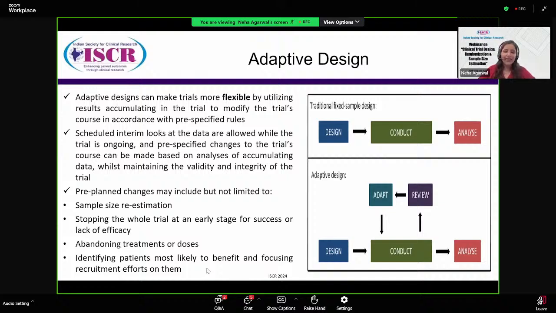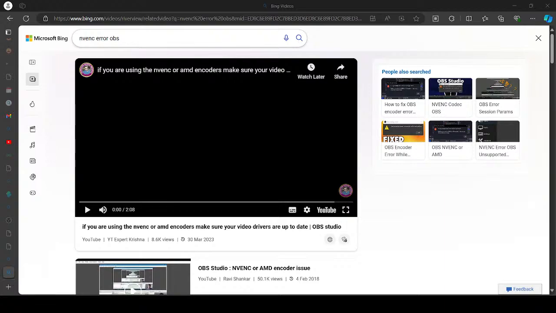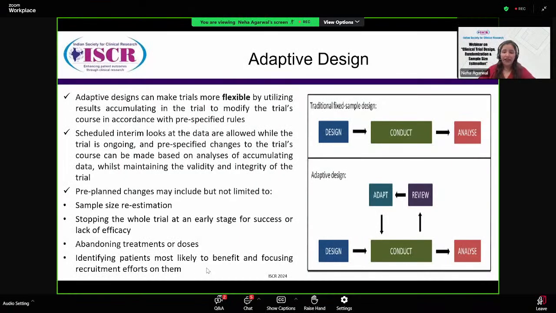But again, these designs come with some challenges as well, because there could be some complications with analysis. Designs are really complicated and there could be multiple changes you are making. So it's a little challenging with the designing part and with the analysis part.